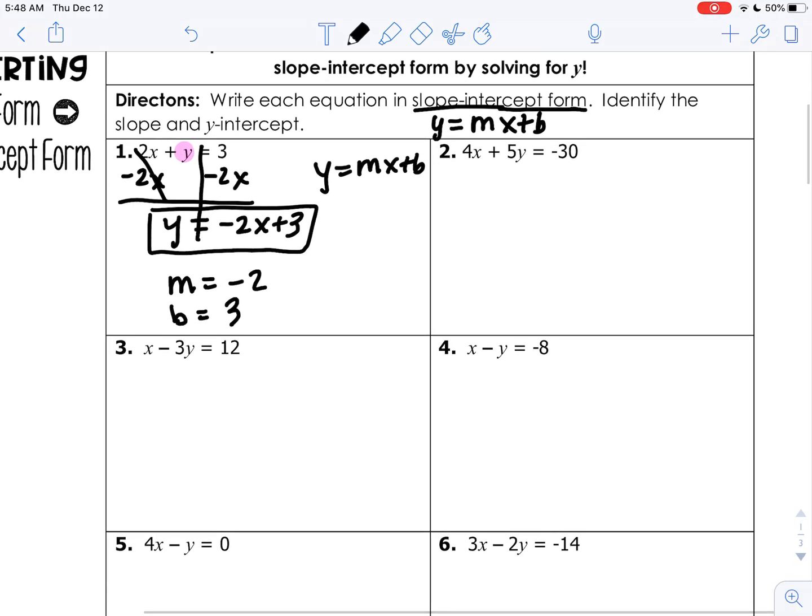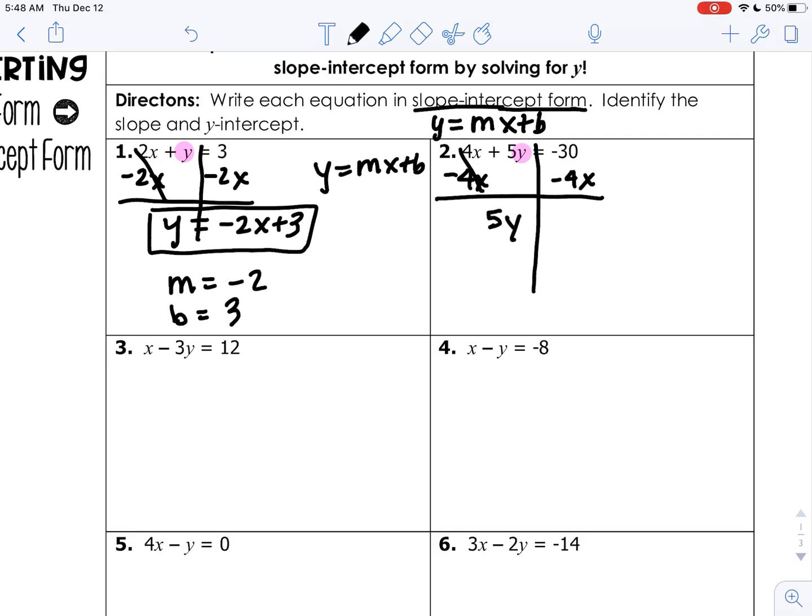Okay, number 2. So we're trying to get the y alone here. So I'm going to highlight that. Again, the first step is always moving the x term over. So I'm going to subtract 4x from both sides. And then that cancels out, and I have 5y equals. And then I'm going to put the x term first.